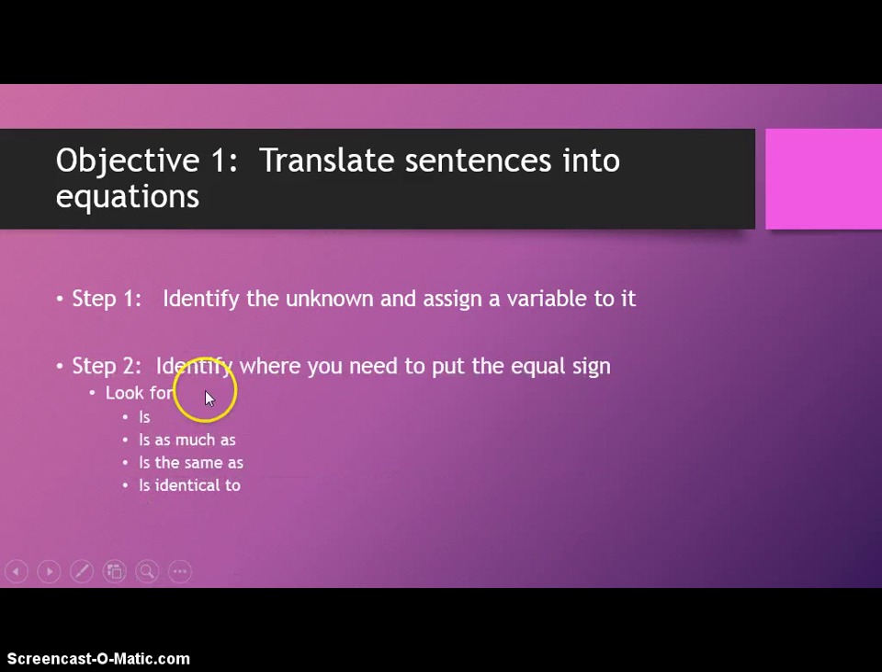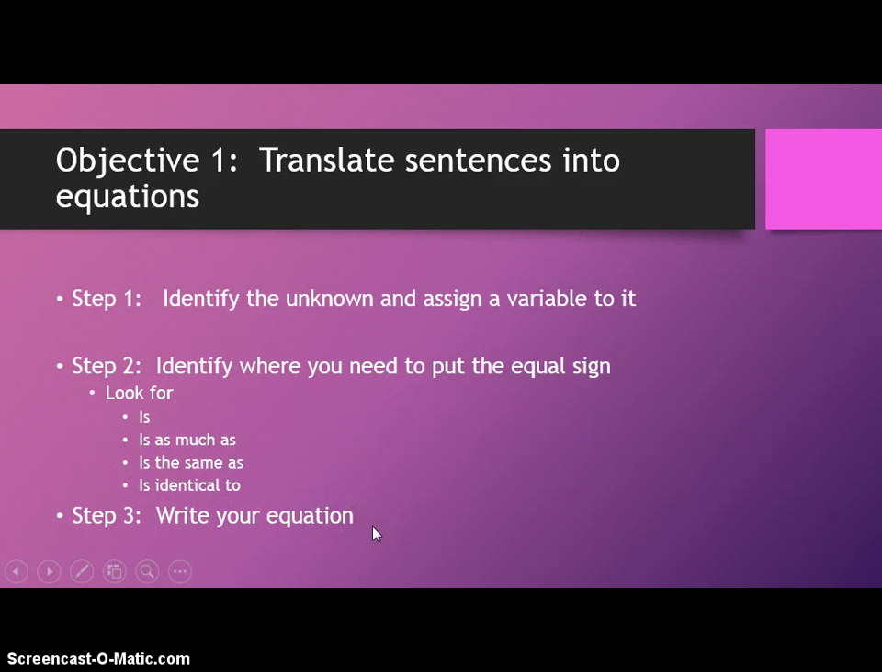Step 2, we're going to identify where we need to put our equal sign. We're going to be given math sentences, and we're going to be looking in that sentence or sentences for the words "is as much as," "is the same as," or "is identical to." So anything that would make you think of an equal sign. And then the last step, we're going to write our equation.